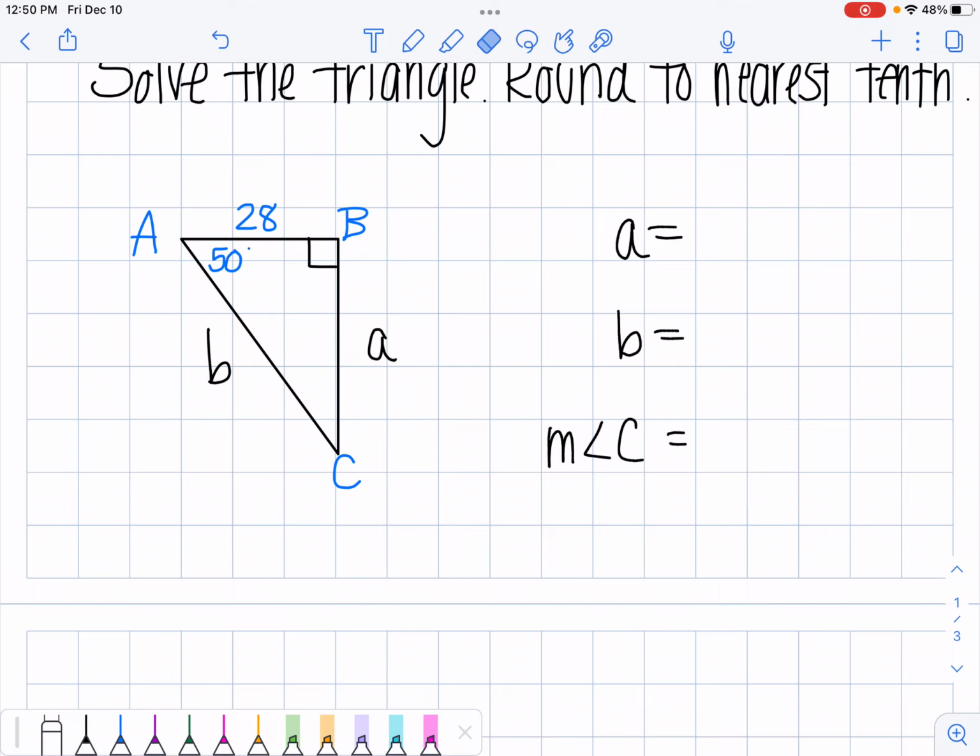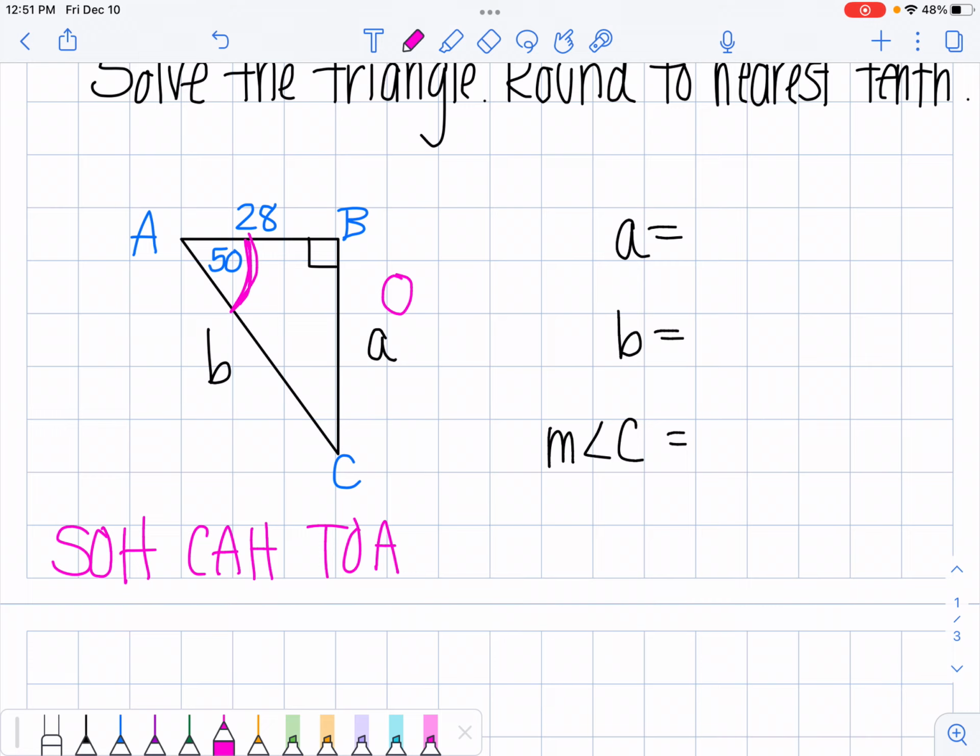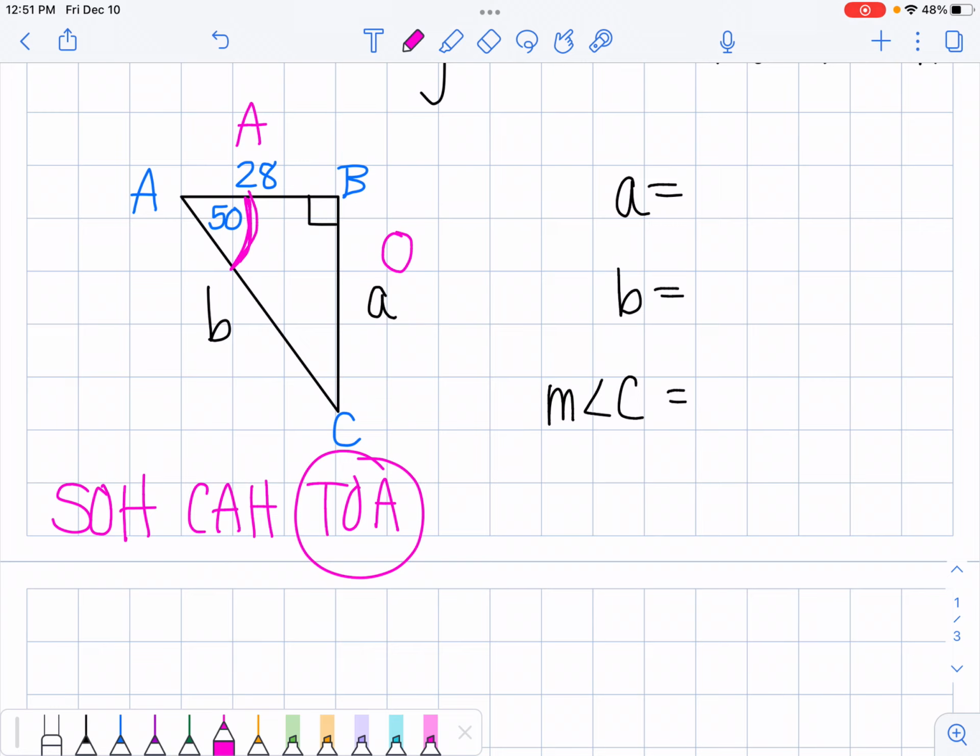So if I use SOH CAH TOA, and I'm going to write this down, SOH CAH TOA. I always like to write it down for all my problems. From my perspective angle, which is right here, a is my opposite side. And the other information that they give me is the side length, that's 28. That's my adjacent side. So I have an O and an A, which means I'm going to use TOA. So I'm going to say that the tangent of my perspective angle, which is 50 degrees, is equal to my opposite side, a, divided by my adjacent side, 28.